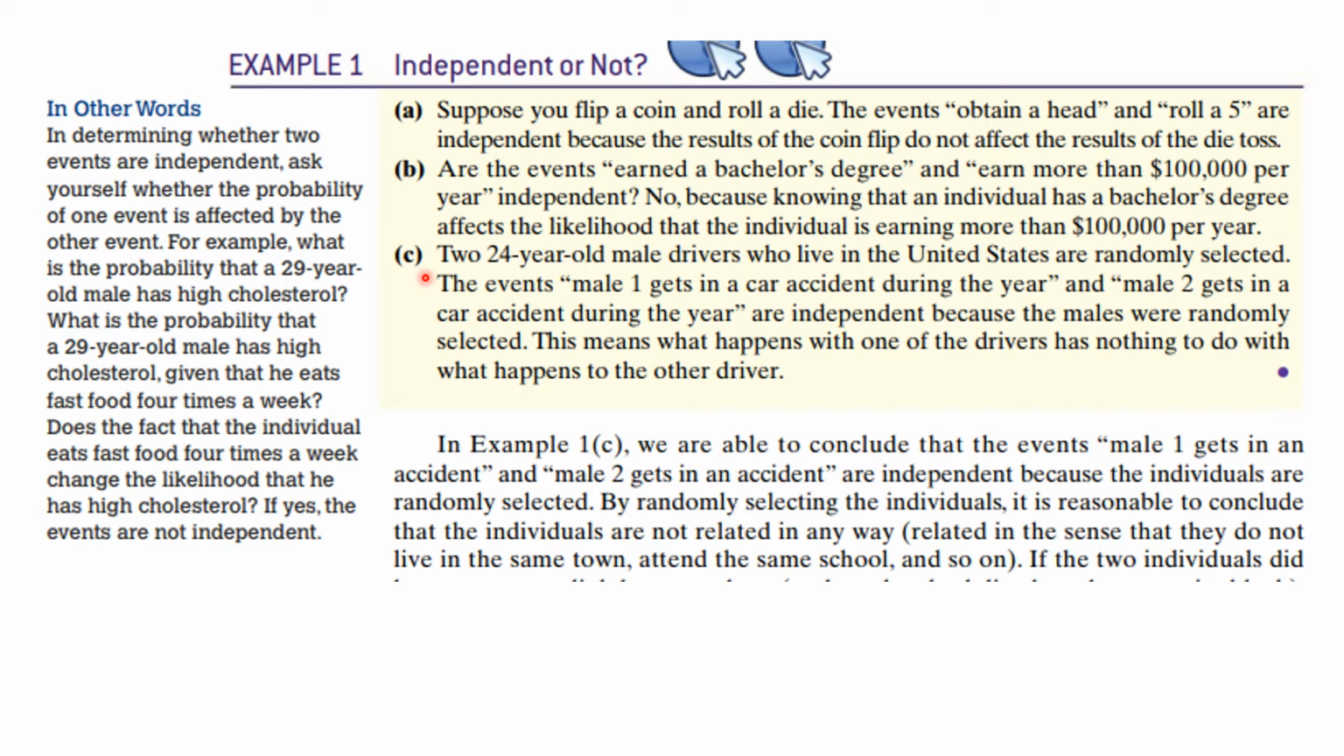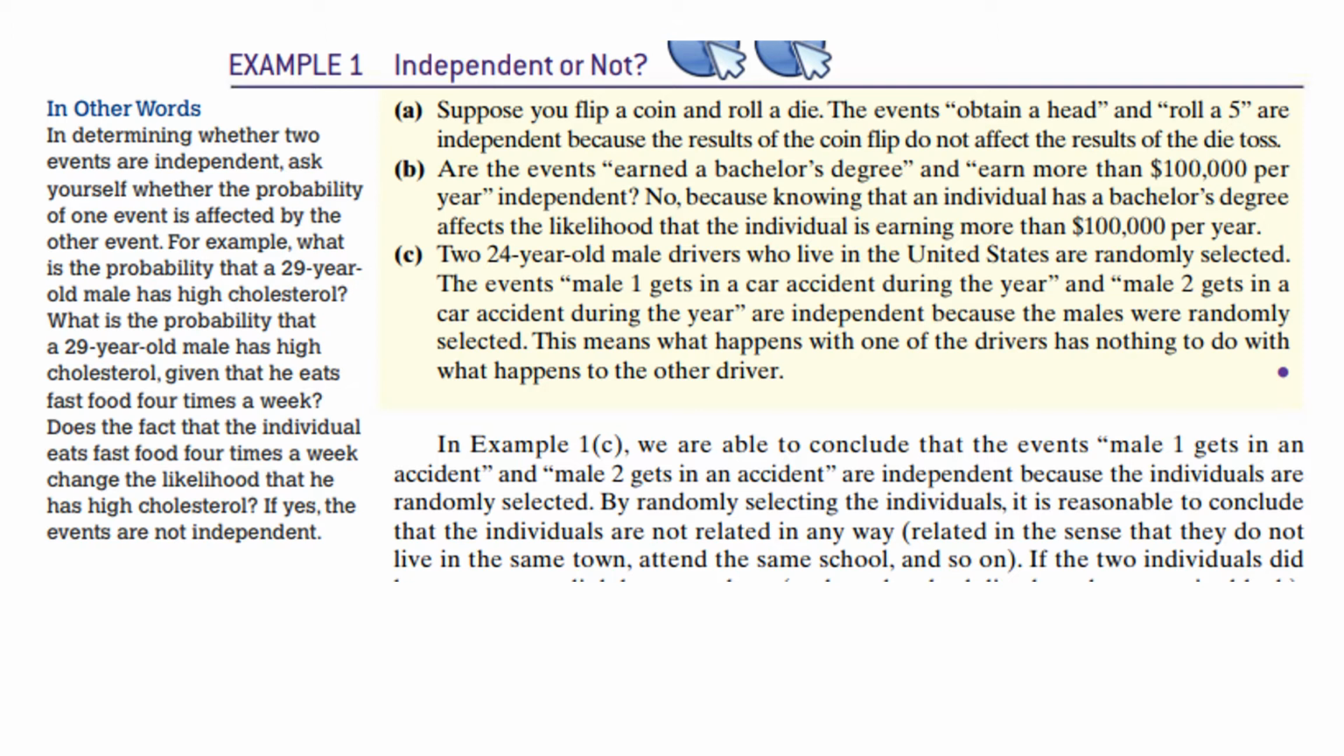Two 24-year-old male drivers who live in the United States are randomly selected. The events, male 1 gets in a car accident during the year and male 2 gets into a car accident during the year, are independent because the males were randomly selected. This means that what happens to one of the drivers has nothing to do with what happens to the other driver.